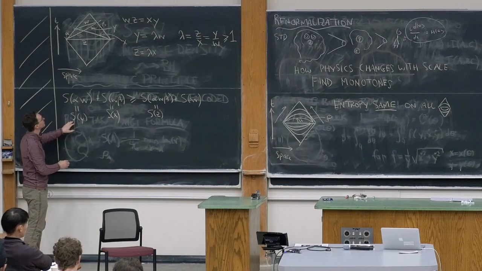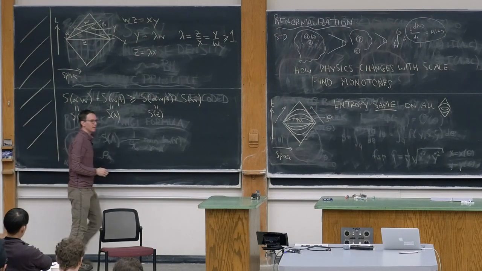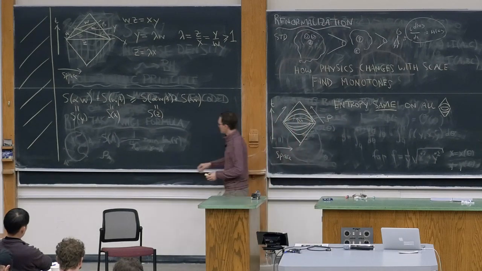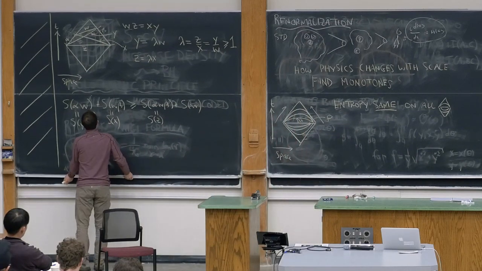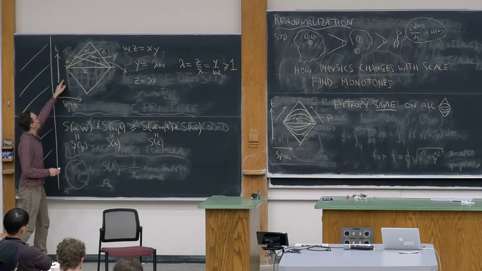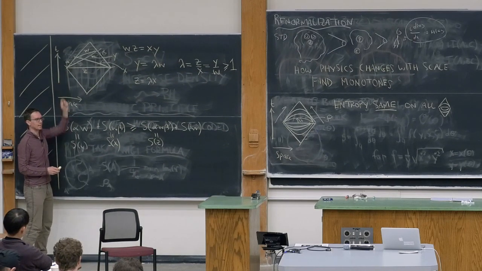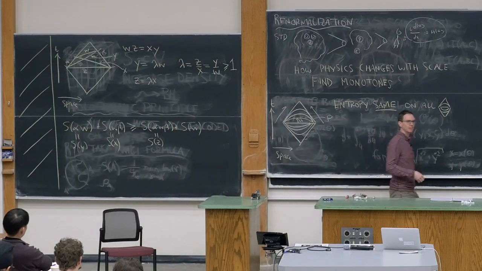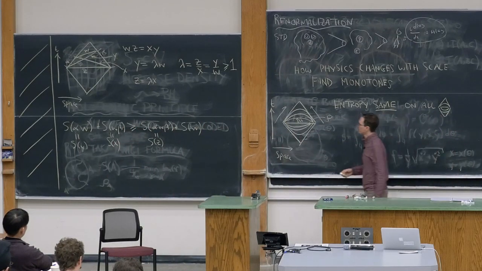So the entropy of Y is the entropy of a state on the Y line segment, right? But I'm interested in relativistic quantum field theories. Now let's say we're going to talk about the ground state of the theory.